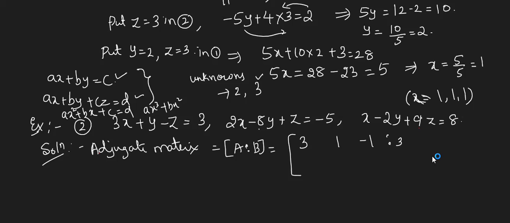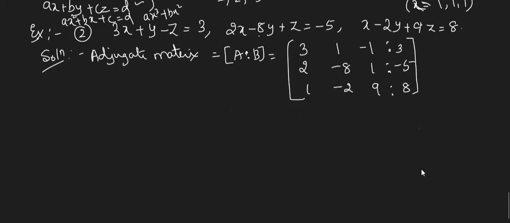Next, second row is what? 2, minus 8, 1 is to minus 5. Okay, done. Third row: 1, minus 2, 9 is to 8. Minus 2, 9 and 8. Done. Don't write any of the elements wrong, otherwise your answer will be wrong.